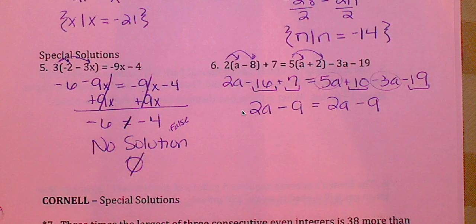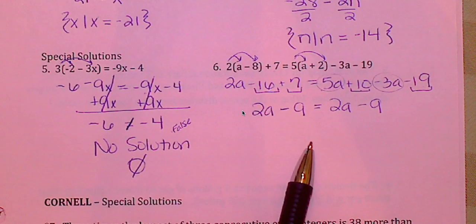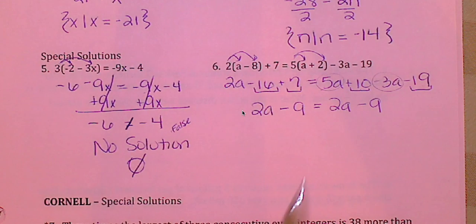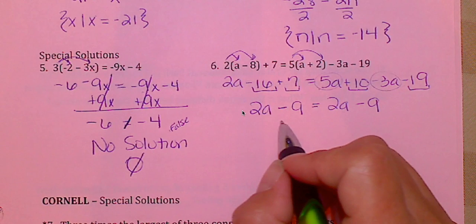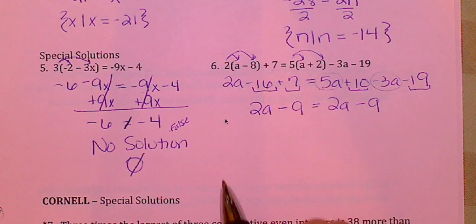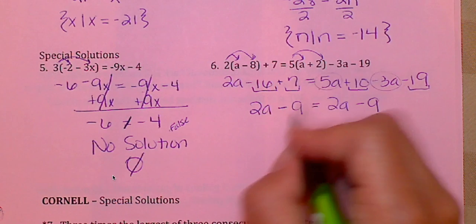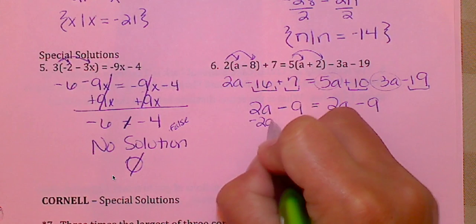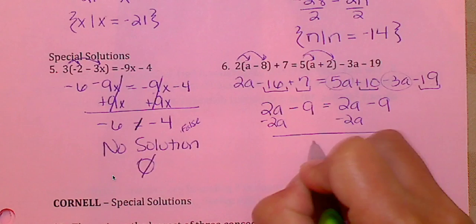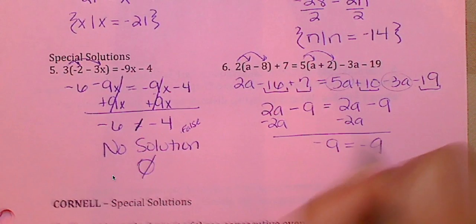Now, some of you may already know what's going to happen here, but you need to continue and finish this problem. So we can't stop here. We sometimes make mistakes when we do that. So we want to make sure that we don't stop here. We do move the smaller variable, which is, they're both the same, so we're going to subtract the 2a. So we're left with negative 9 equals negative 9.